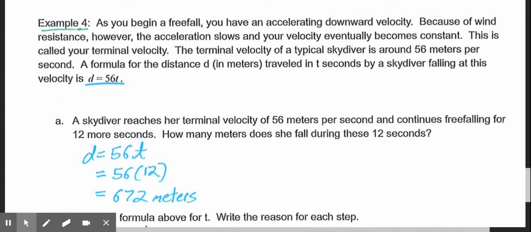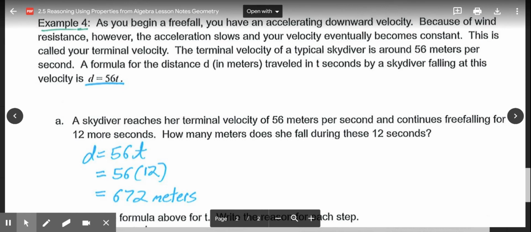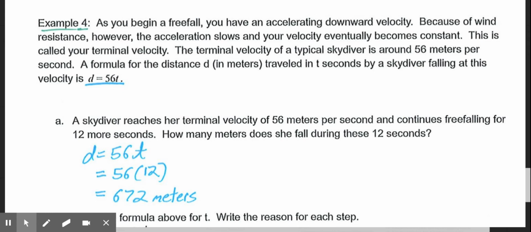So when you're falling and you hit that point where you stop accelerating and you've reached your constant velocity, that is called the terminal velocity. Terminal velocity of a typical skydiver is around 56 meters per second. The formula for distance traveled in t seconds by a skydiver falling at this velocity is represented by d equals 56 multiplied by t. So our distance would equal the 56 meters per second multiplied by time, which is our seconds.